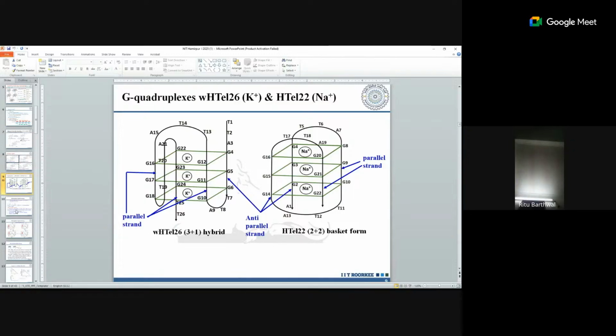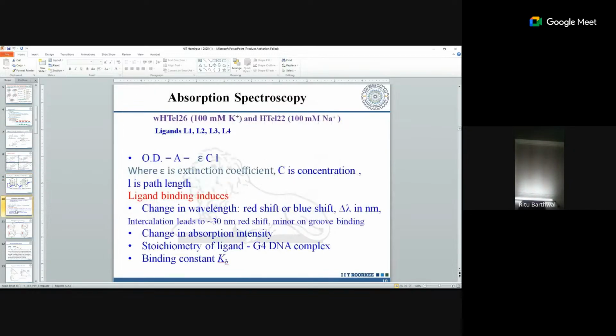Going to the next slide, slide number 10. The first thing we have used is absorption spectroscopy, which is very straightforward, and I'm sure you all know about it. Oh, it's already 10:40, don't worry. So this is OD, epsilon. I'll try to do it fast, and you can ask me questions later on. So what we see is the change in wavelength. We try to see whether the ligand has done this or not. There may be a red or blue shift. There will be a change in absorption intensity. We can determine stoichiometry and we can find out the binding constant.